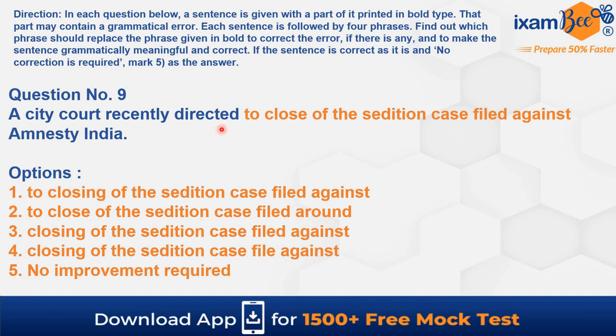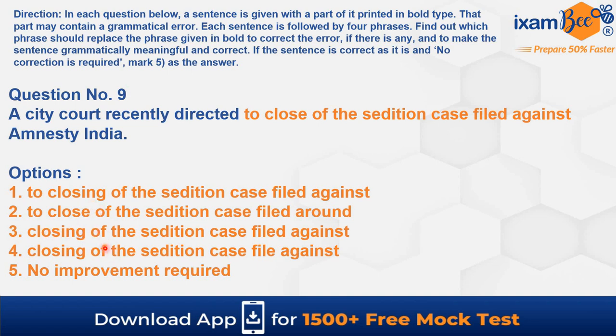A city court recently directed to do what? Right? So we need an infinitive form. Now, option 1 does not have an infinitive form here, so it is incorrect. Then, to close, here we have, but as I said, we need a noun after close. So it should be to close the sedition, right? But we need to remove off. So it has off here. It has also off here, right? So it is incorrect. And also here we have closing. Okay. So off we have here.